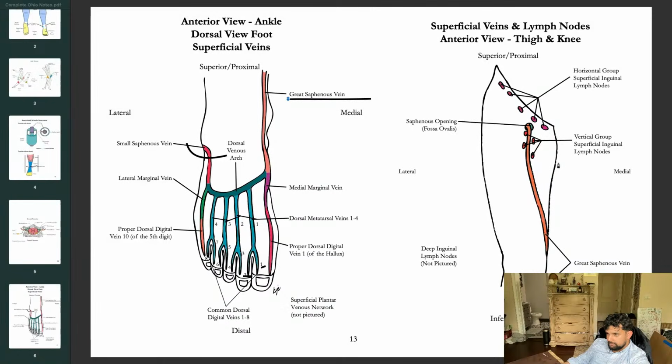Because this is the watershed area, people. Roughly, I'd say right here, it's like a watershed. Anything more medial is going to be drained by great saphenous, draining into the femoral. Femoral will deposit into the inguinal lymph nodes. And because of that, you'd have inguinal lymphadenopathy, swelling of the inguinal lymph nodes.